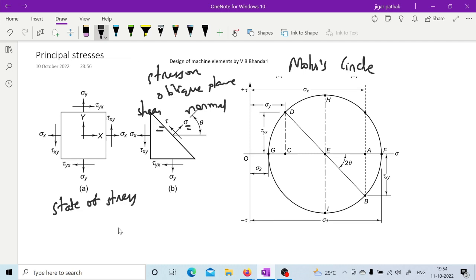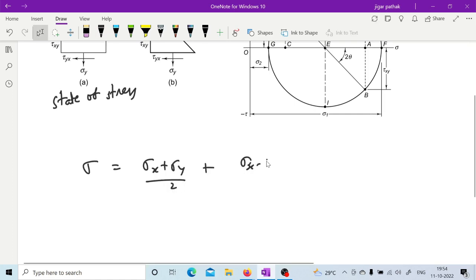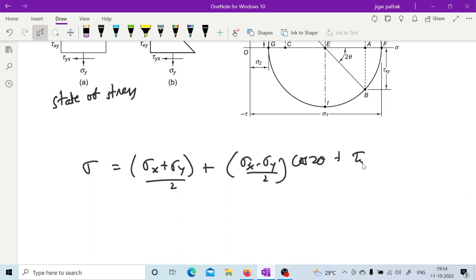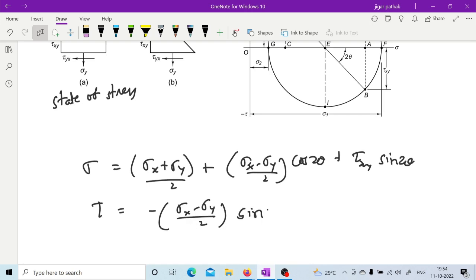So here, as you know, and I guess in your strength of materials, you all must have written this normal stress and shear stress on those oblique planes as sigma is equal to sigma x plus sigma y by 2 plus sigma x minus sigma y by 2 cos 2 theta plus tau xy sin 2 theta. Similarly, tau is equal to minus sigma x minus sigma y by 2 sin 2 theta plus tau xy cos 2 theta.